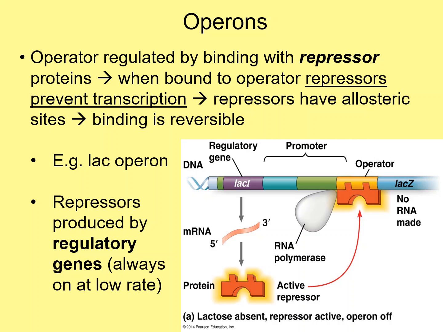So as you can see on the little visual here, the repressor molecule is produced by a separate gene with its own promoter. So here's the repressor gene, here is the lac I, labeled here. So that's the regulatory gene. The regulatory gene codes for the repressor molecule.